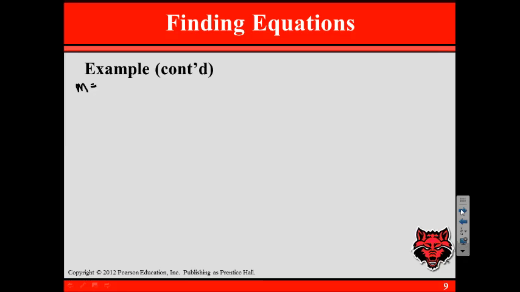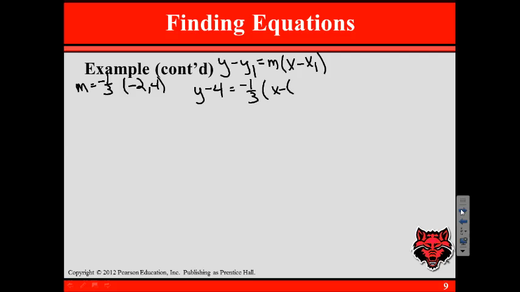So we had slope was negative 1/3. Our point was negative 2, 4. We're going to plug that information into the point slope form. y minus y1 equals m times x minus x1. So plugging in gives us y minus 4 equals negative 1/3 x minus negative 2. Change subtraction of a negative into addition of the positive. This becomes y minus 4 equals negative 1/3 times x plus 2.